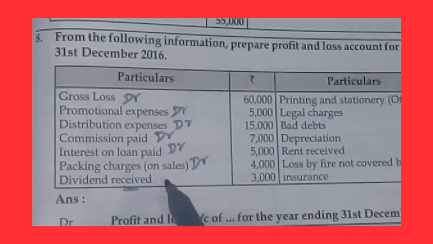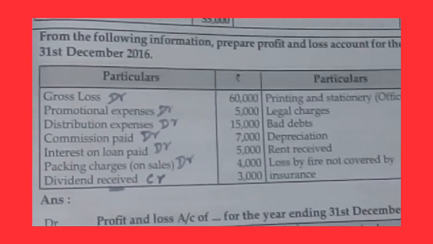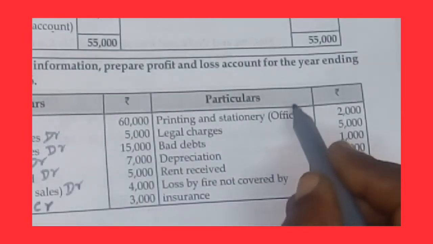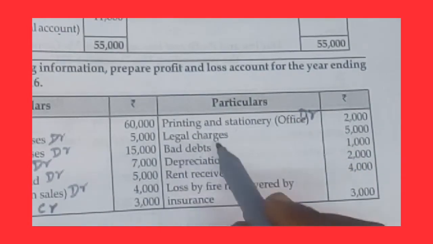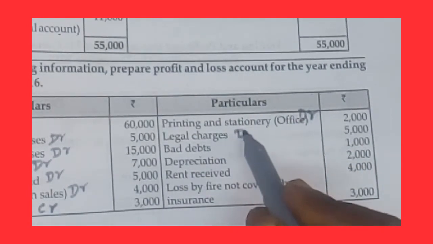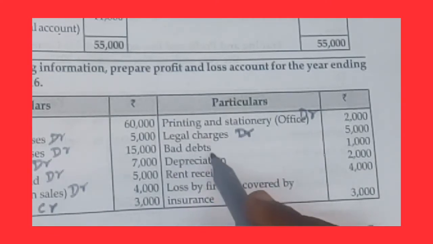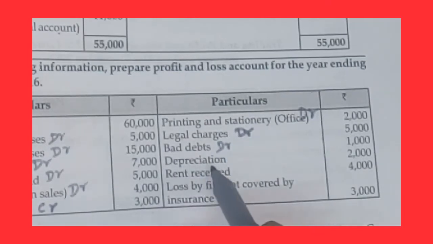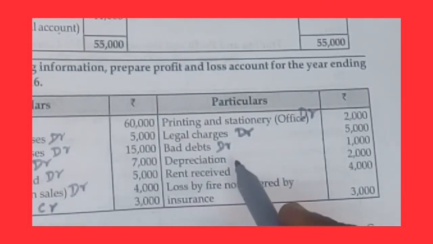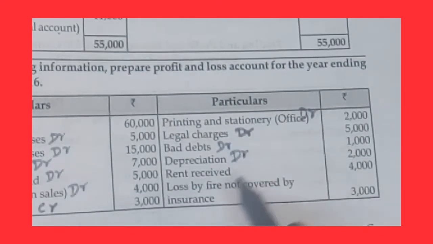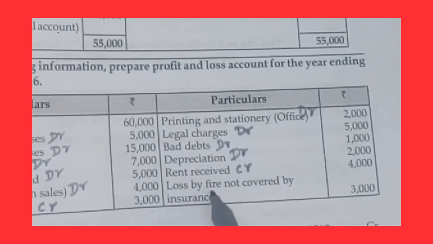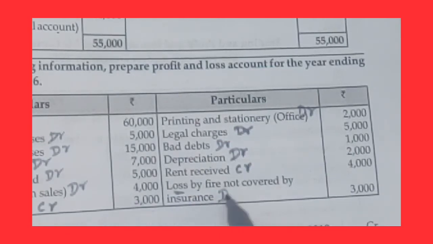Dividend received is income, so it will appear in the credit side. Then printing and stationery is an expense, that is office expenses, so it will appear in the debit side. Then legal charges are expenses, so debit side. Bad debts அப்படிங்கிறது it is a loss, so it will appear in the debit side. Losses and expenses on the debit side. Depreciation, this is also a loss on fixed assets, so this will also appear in the debit side. Rent received அப்படிங்கிறது income, so it will appear in the credit side. Loss by fire not covered by the insurance. Expenses and losses will be in the debit side, so this will appear in the debit side.